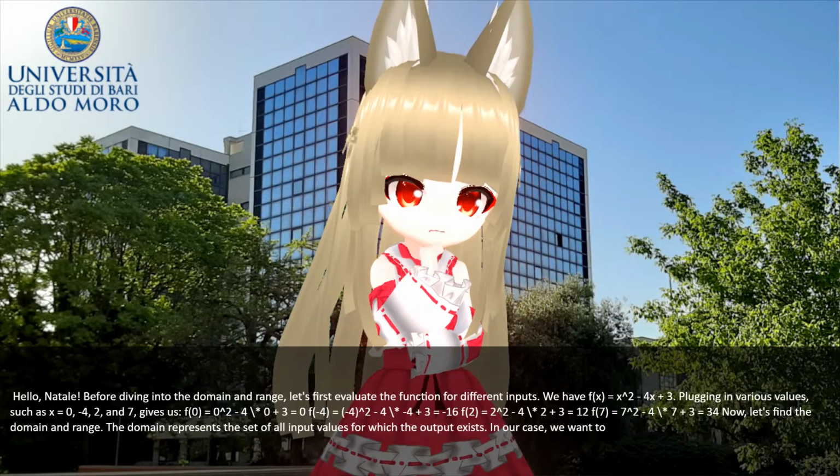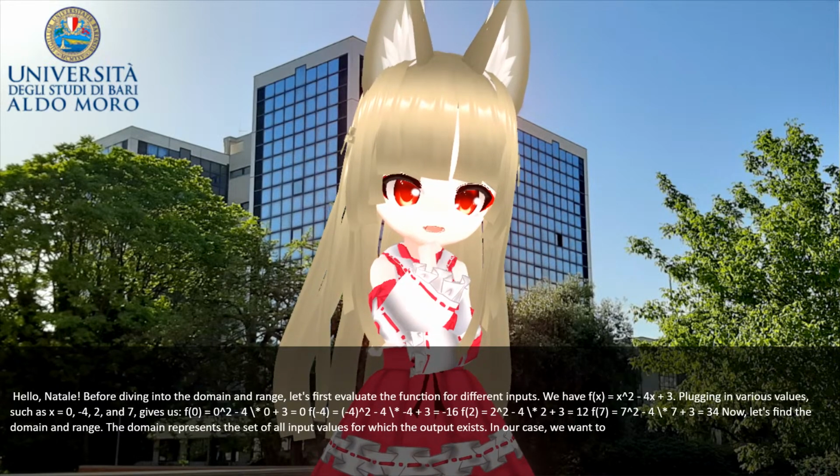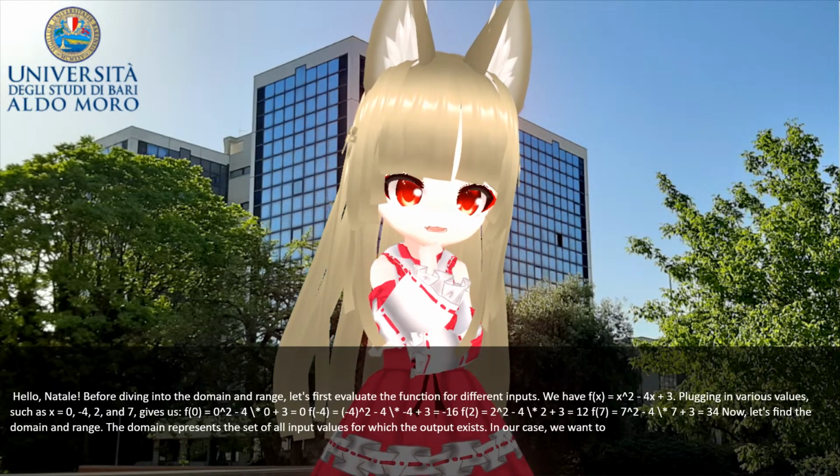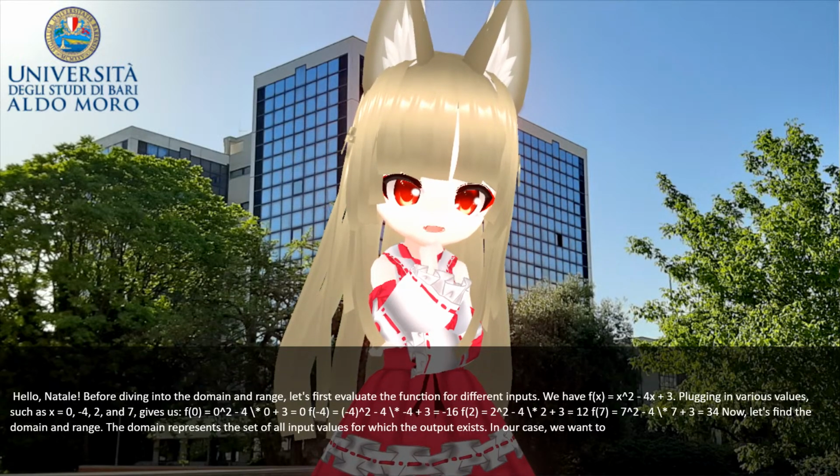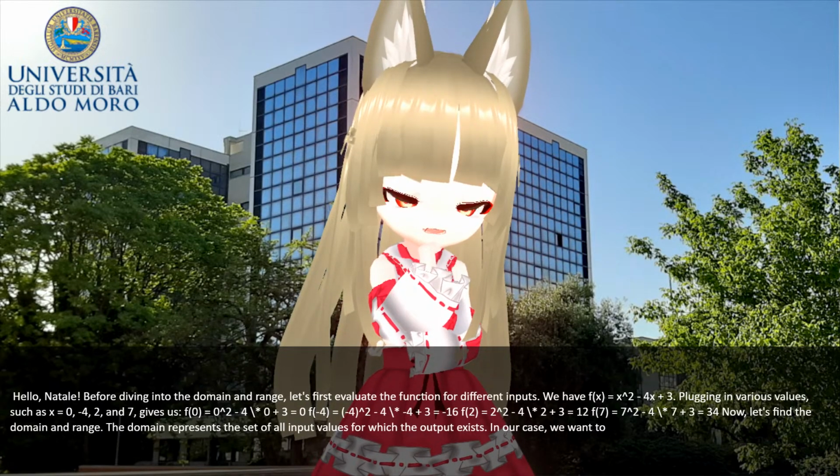Hello, Natal. Before diving into the domain and range, let's first evaluate the function for different inputs. We have x2, 4, x3, plugging in various values, such as x0, -4, 2, and 7, gives us 0, 0, 2, 4, -4, 3, -16, 2, 2, 4, 7, 3, 34.